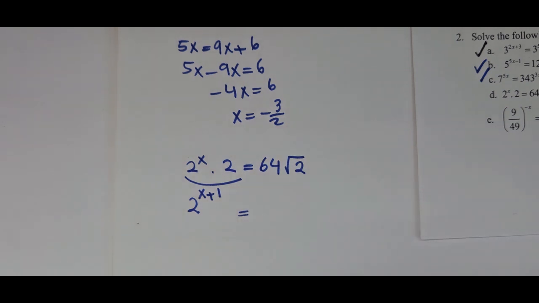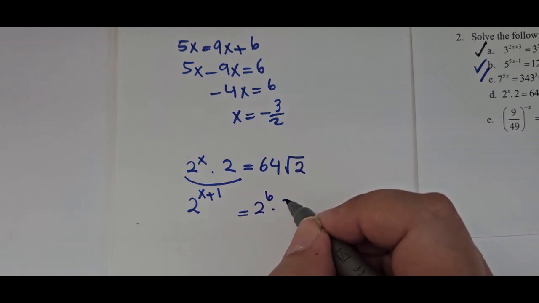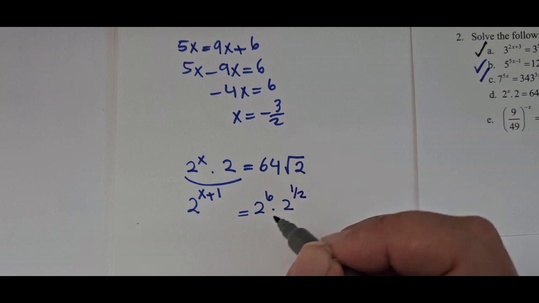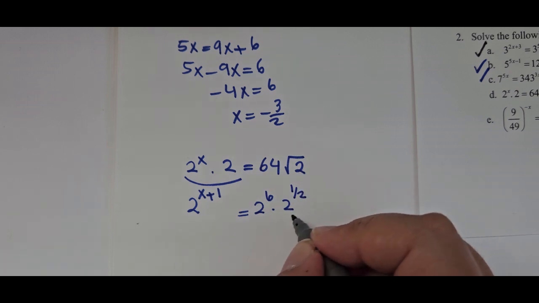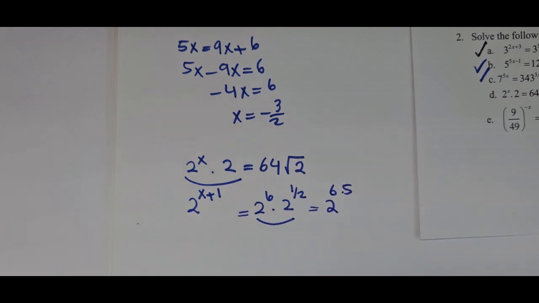This side, definitely for sure, I have to make sure that the bases are 2. So 64, it's 2 to the power 6, and square root of 2 is 2 to the power 1/2, right? So again, the bases are the same. If I add these two, it would be 6.5, right?